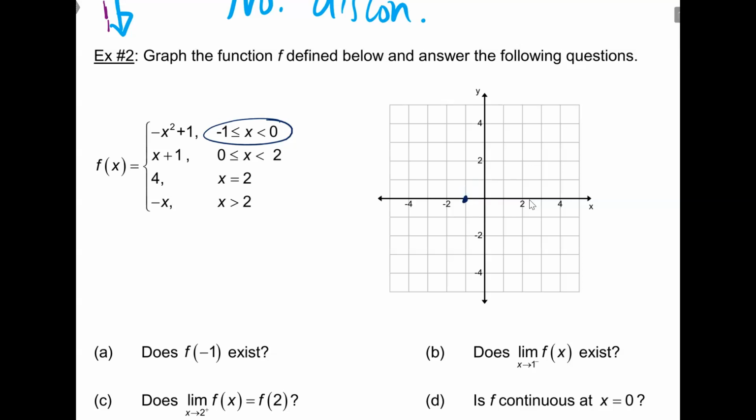So if I plug in 0, 0 squared is 0, plus 1 is 1. Okay, open circle, because I do not include my value of 0. And then I do include -1. -1 squared is 1. -1 plus 1 is 0.